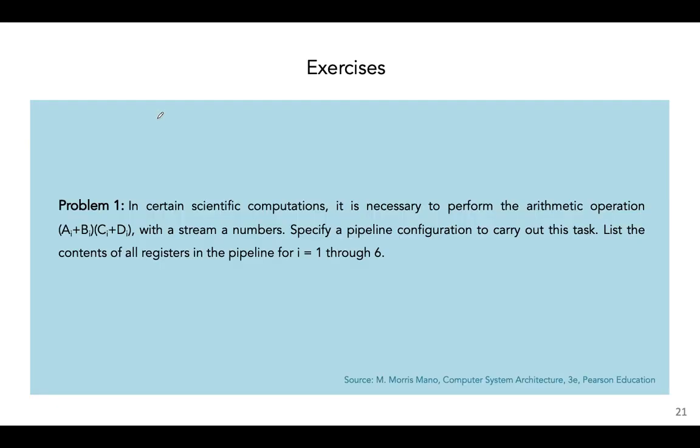All right, problem one. In certain scientific computations, it is necessary to perform the arithmetic operation (Ai + Bi) * (Ci + Di) with a stream of numbers. Specify a pipeline configuration to carry out this task. List the contents of all registers in the pipeline for i = 1 through 6. So you can see that there's a single arithmetic operation that you need to perform, but you need to perform it repeatedly for different values of i. And the question is that you need to design a pipeline that would do this, and then list the contents of the registers involved in the pipeline. So let's begin.